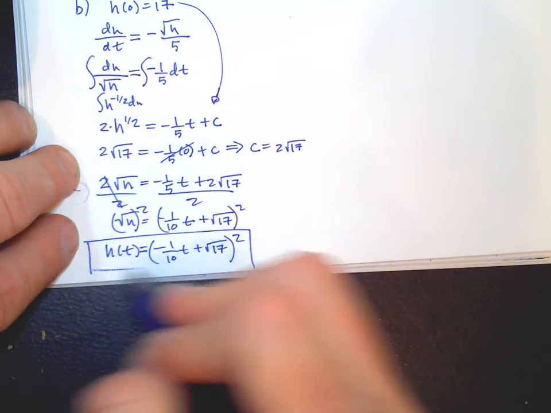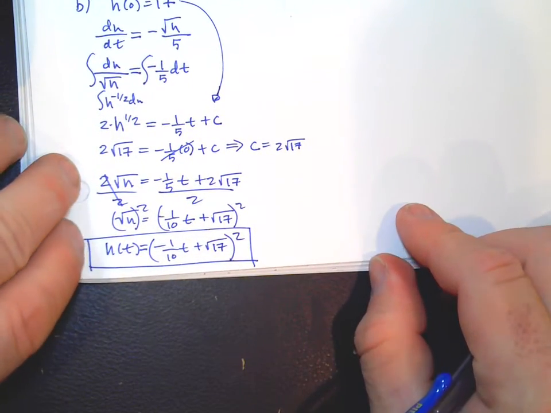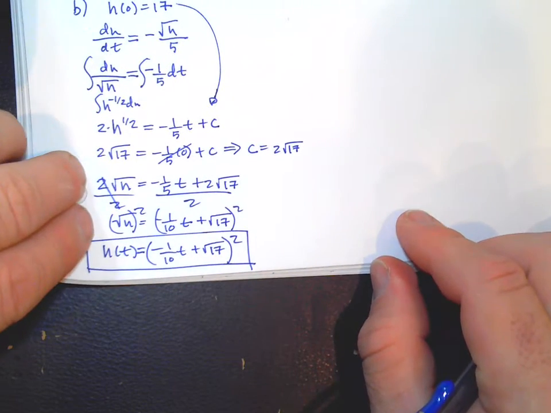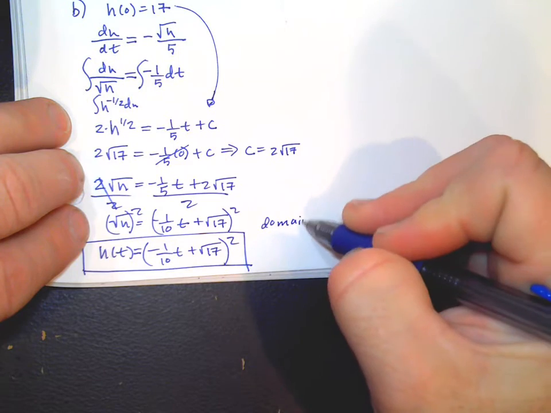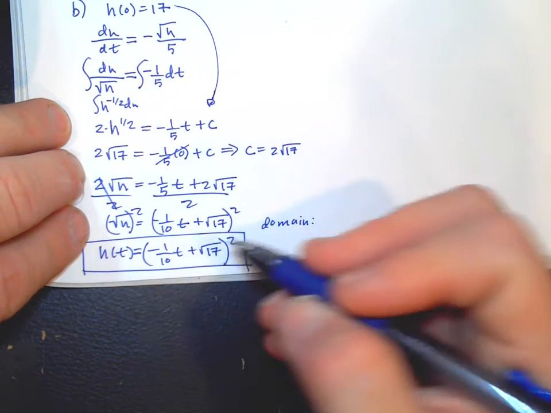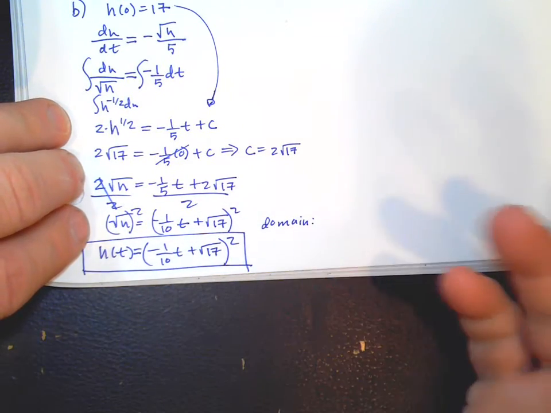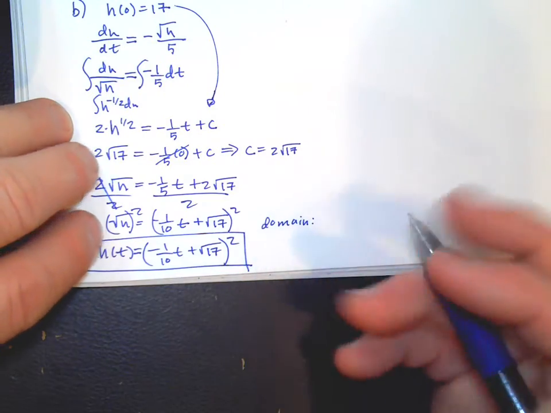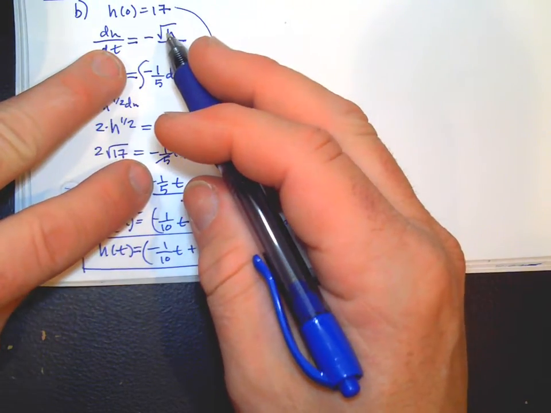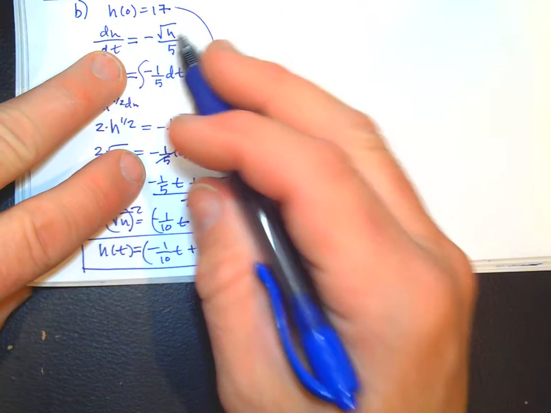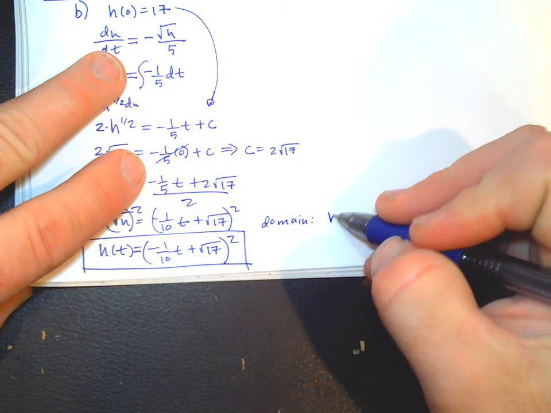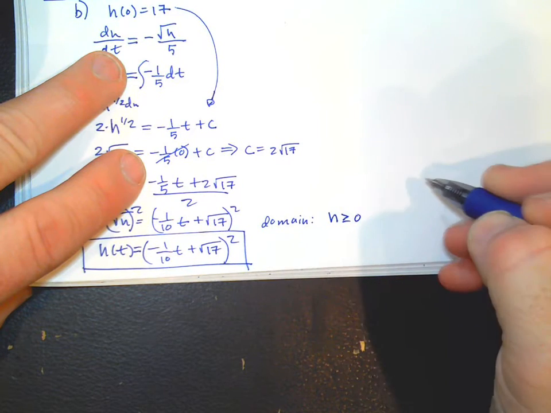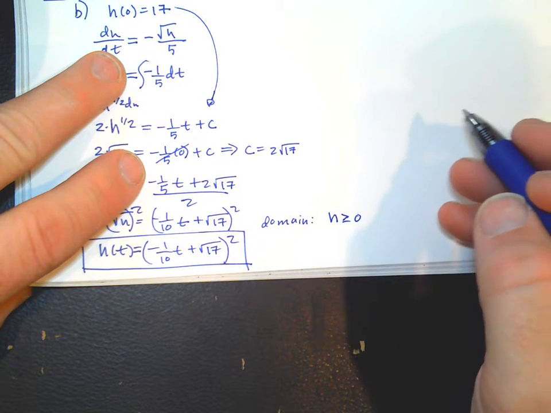Now, when you solve a differential equation, you're expected to supply the domain. So what's the domain? Well, are there any issues here that would cause this to be undefined for any reason? No. Go back to the original derivative. Are there any values of h or t that would make the original derivative undefined? Yeah. H has to be greater than or equal to 0, which also makes sense in the real world.